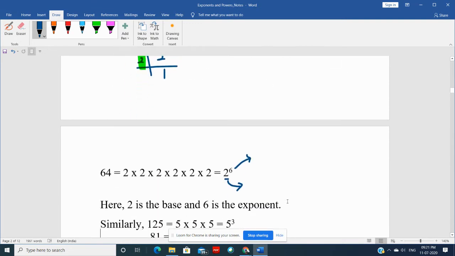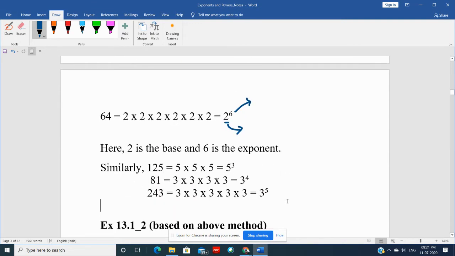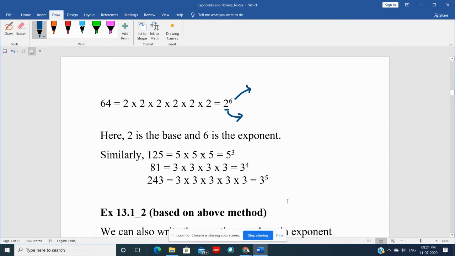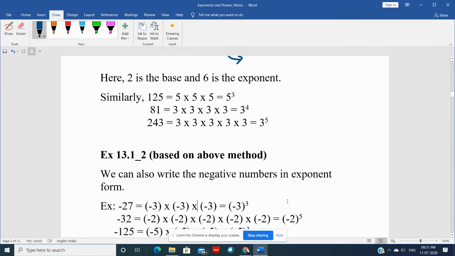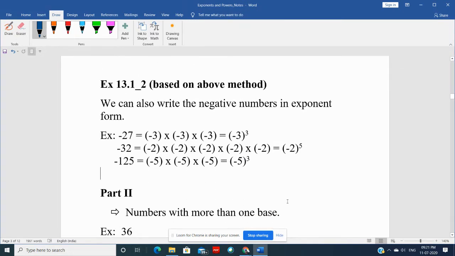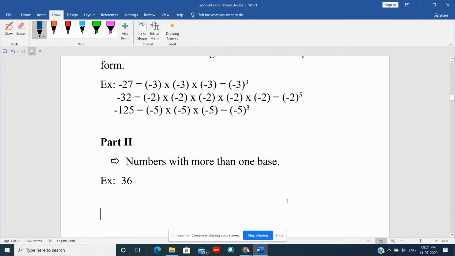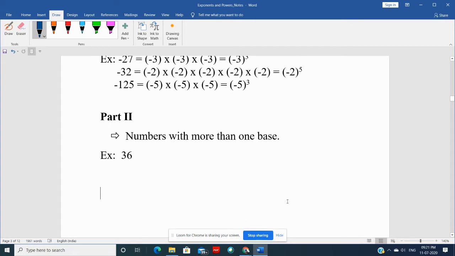See this prime factorization method, your exercise 13.1, second sum is based on this prime factorization method, so you can solve that. And we talked about negative numbers. The negative numbers are also expressed in an exponential form. Now in this video, let's talk about some other numbers. So how are they different?